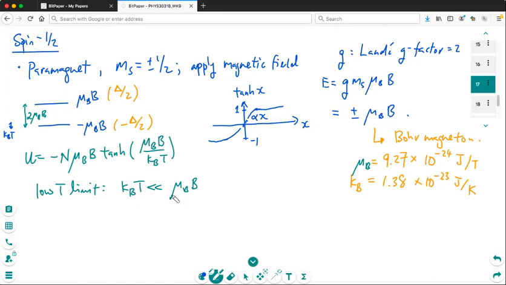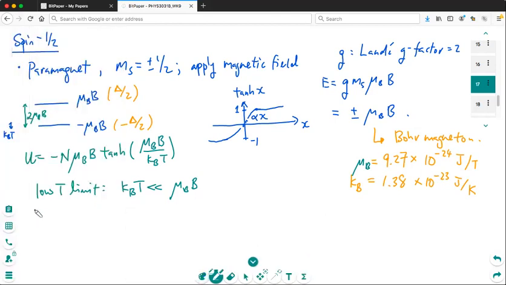But before we do the mathematics, please try to understand why the physics is like this. I already told you one. What about the other limit? The other limit is when k_B T is much larger than mu_B B.